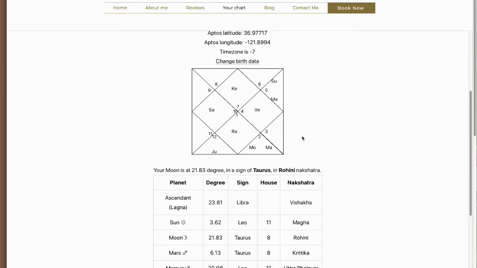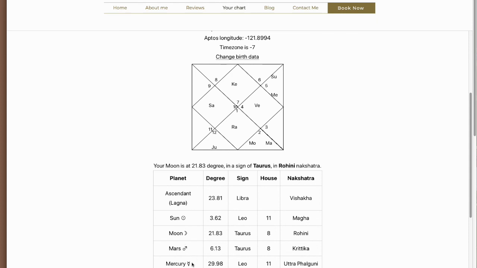And you can read this chart and check yourself in this table, because this table will outline and spell out for you every planet's position, the degree, the sign, the house it's in, and the nakshatra, which is a lunar constellation and will be a subject of my upcoming videos. So let's see, the sun, for example, is in Leo in the 11th house, and it's placed right here.